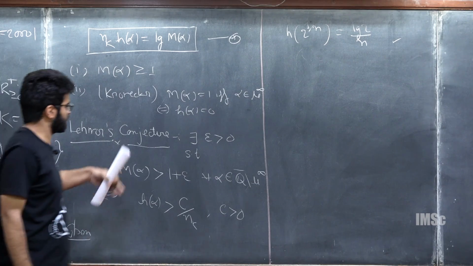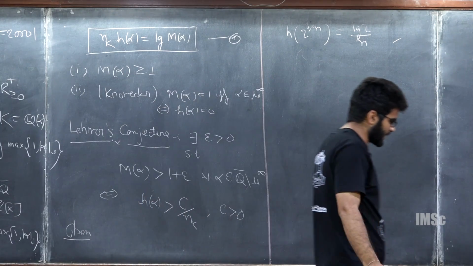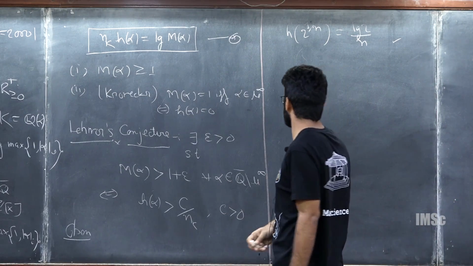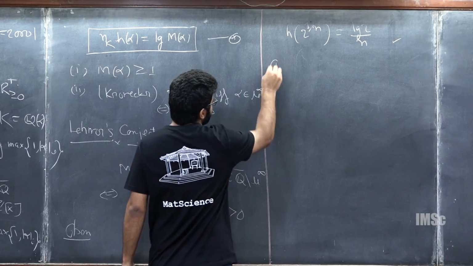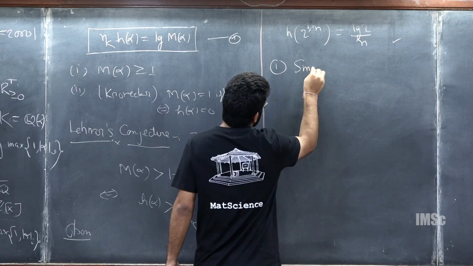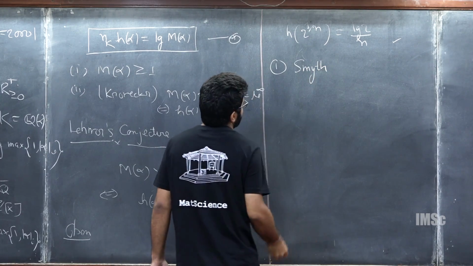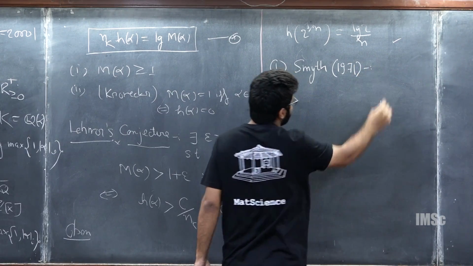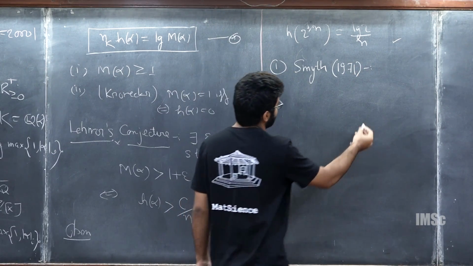and there has been a lot of progress in this direction, and Lehmer's conjecture is proved for many interesting subsets of Q bar. Some of the results are the following. The first result is due to Smith in 1971, where he proved Lehmer's conjecture for non-reciprocal numbers.